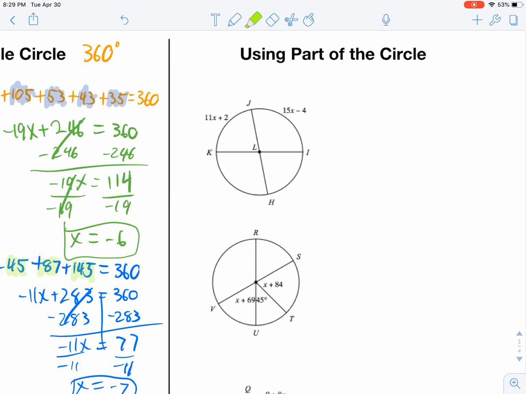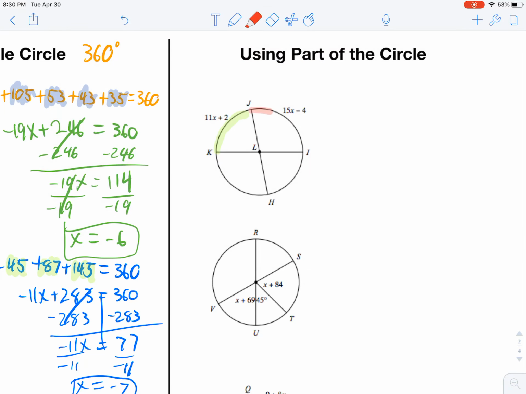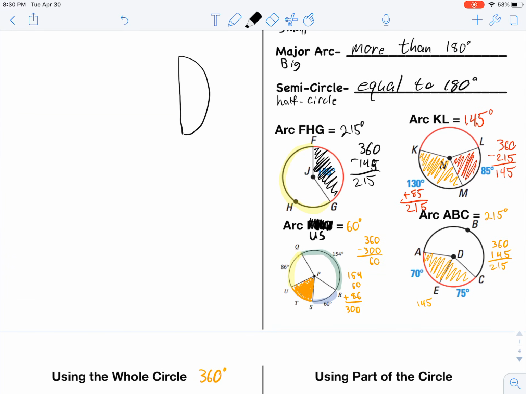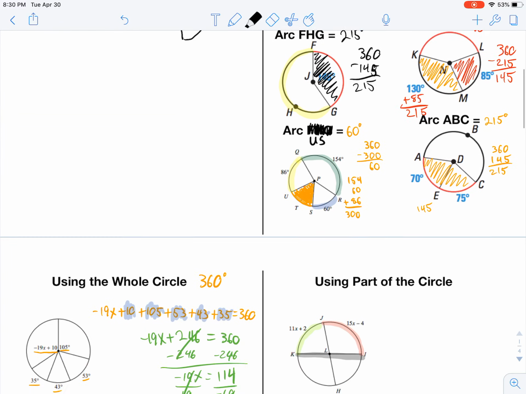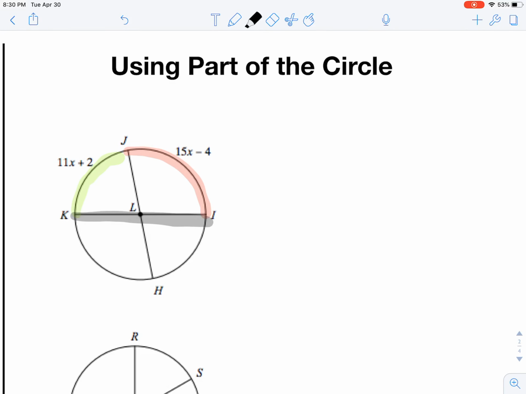Okay, all right, so now we have this part. We have these two arcs. We have KJ, and I have arc JI. Well, together, I know that they hit this line together. Well, what portion of a circle is that? Well, that was half a circle. If you flip back, how many degrees was half a circle? Oh, it was 180 degrees. So I know that both those portions together, put together, they're going to equal 180 degrees.